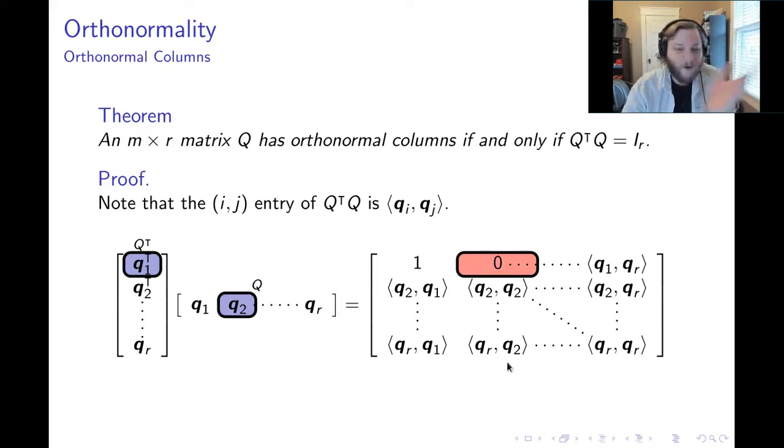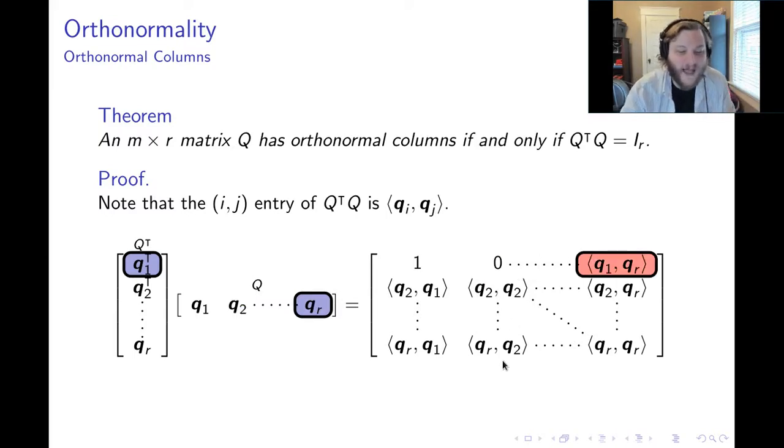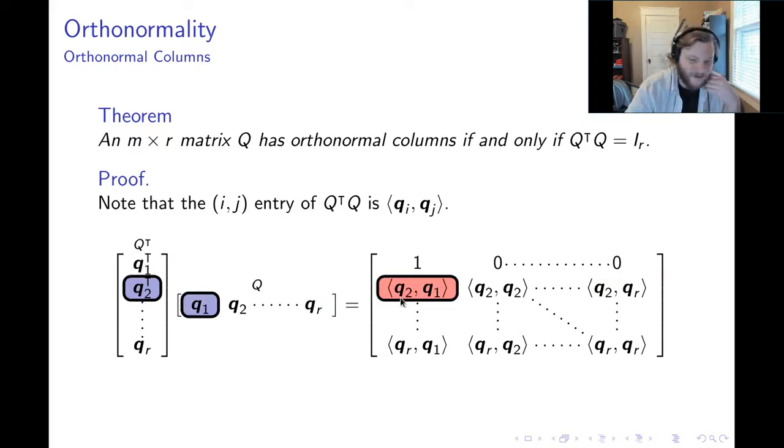And if we keep going down the first row, when we get to the last entry, we'll be looking at the inner product of the first column with the last column. And again, that inner product has to be 0 by the mutually orthogonal axiom. Then if we jump to the second row, the first entry will be the second column inner product with the first column. That has to be 0 by the mutually orthogonal axiom.